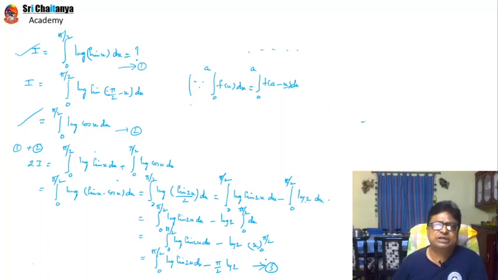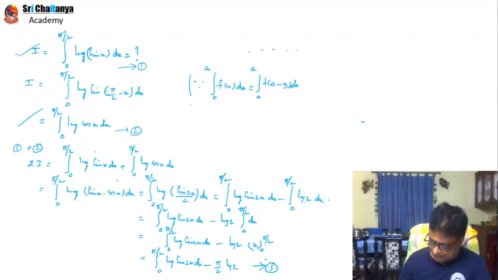But my question is how to find integral 0 to pi by 2 log sin x. If I get the value for integral 0 to pi by 2 log sin x dx, automatically I can get the value for integral 0 to pi by 2 log cos x. For that, what I did is just add these two. After that I launched this one.